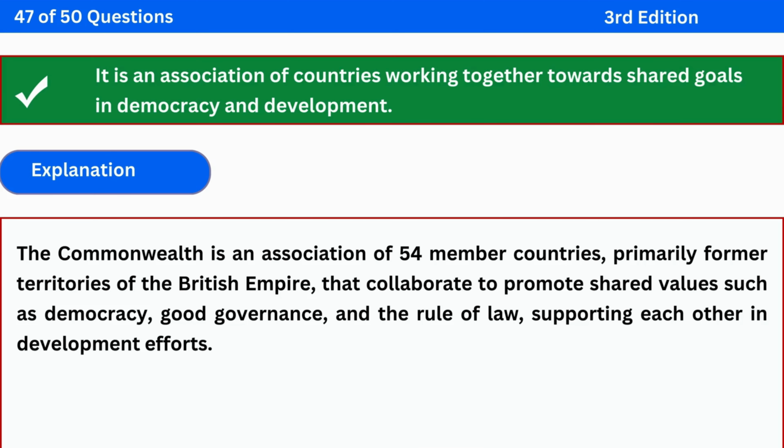The correct answer is, it is an association of countries working together towards shared goals in democracy and development. Explanation: The Commonwealth is an association of 54 member countries, primarily former territories of the British Empire, that collaborate to promote shared values such as democracy, good governance, and the rule of law, supporting each other in development efforts.